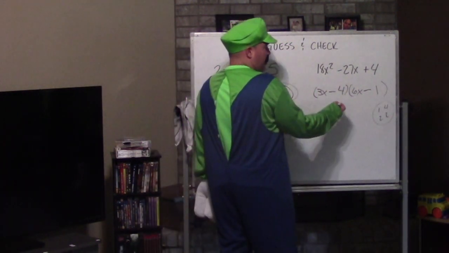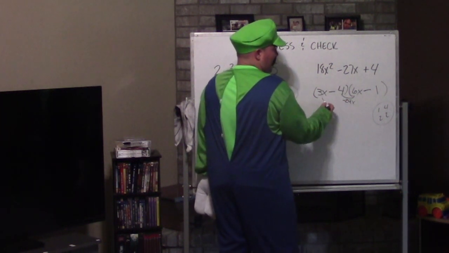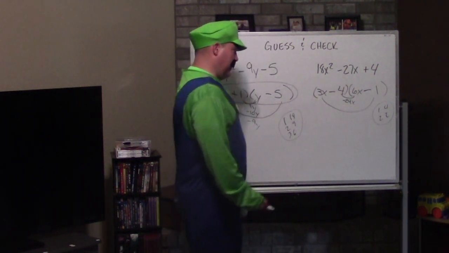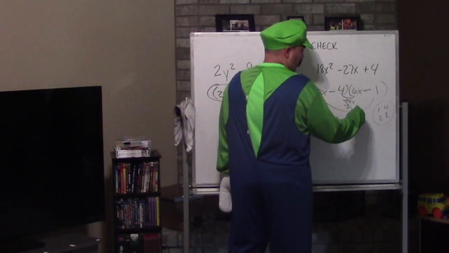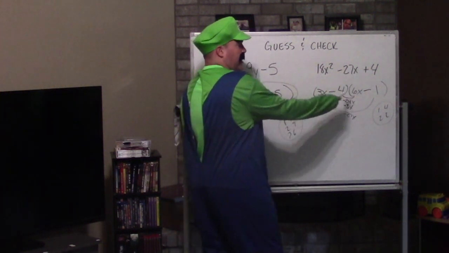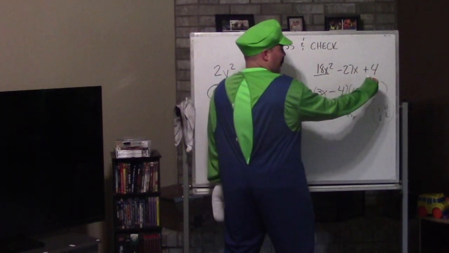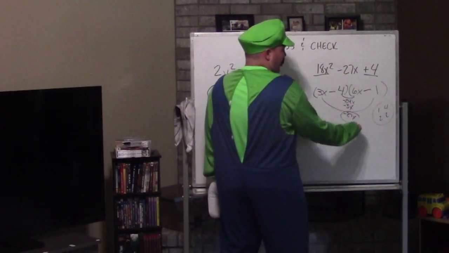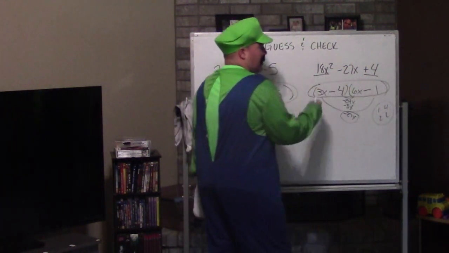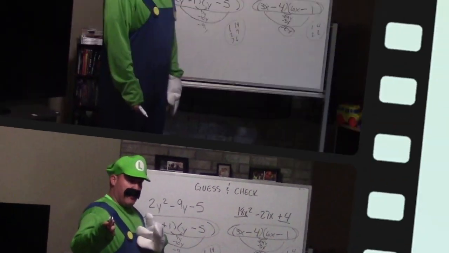So I'm going to check the loops again. 4 times 6 is negative 24x. 3x times negative 1 is negative 3x. So I get negative 27x, which is what I wanted. The 3x times the 6x gets me the 18x squared. The negative 4 times the negative 1 gives me the positive 4. And then I've got my middle term right there. So that means 3x minus 4 times 6x minus 1 is my answer. So that's all for guess and check with Luigi.